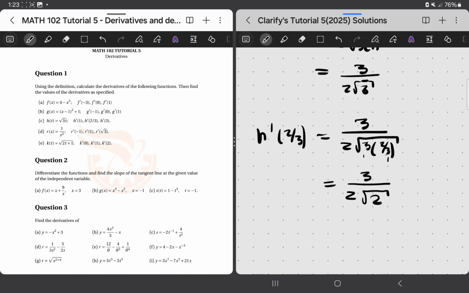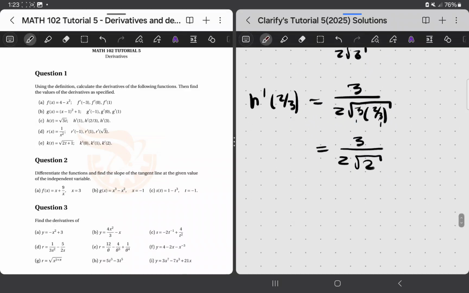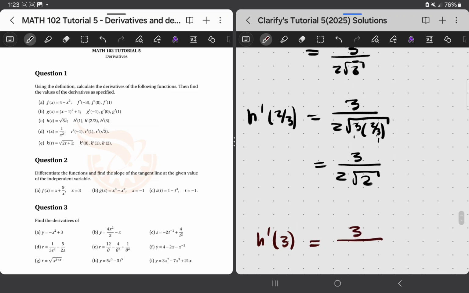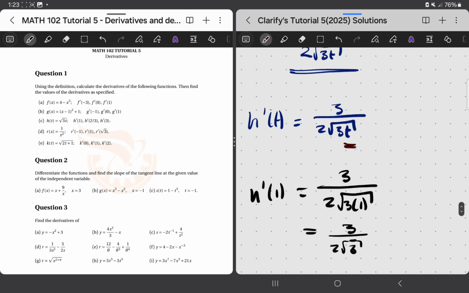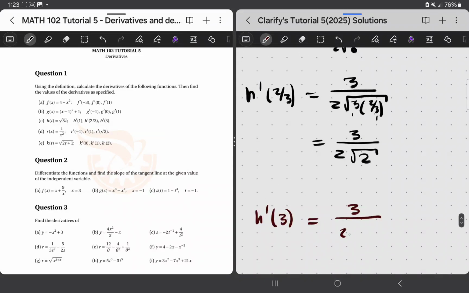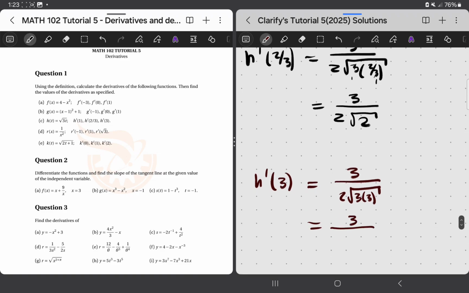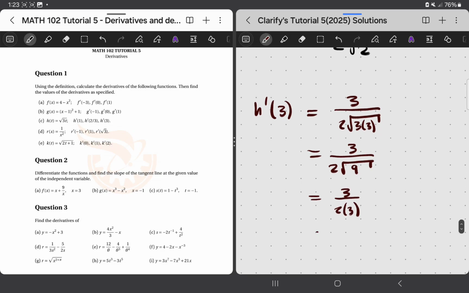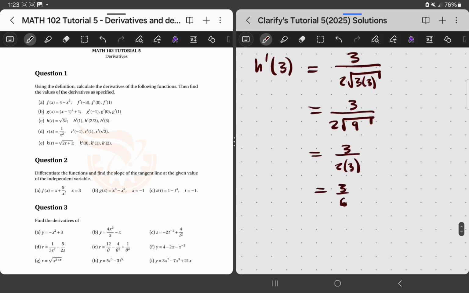Okay? Then what would we now have as the other thing? The h prime of positive 3. This is just going to be 3 over. Remember, we are putting where there is a t here. So it's 2 root of 3 by 3, which is just going to be 3 over 2 root of 3 by 3 is 9, and root of 9 is a 3, so 3 over 2 by 3, which is going to be 3 over 6, which is going to be 1 over 2, or half. And this is going to be the final solution, and we'll be done with number 1c.